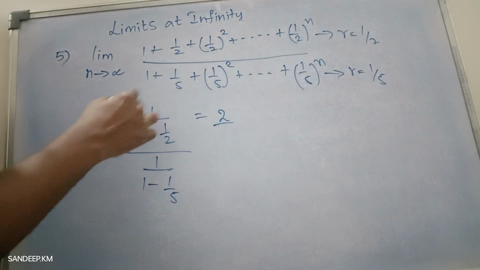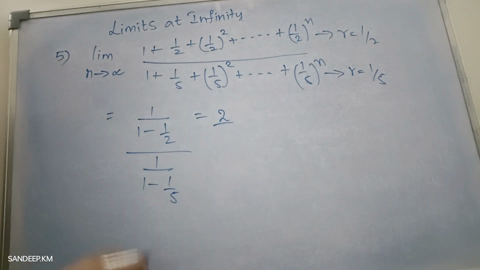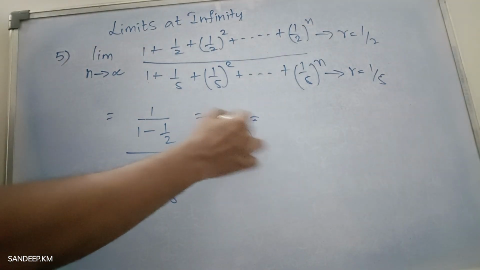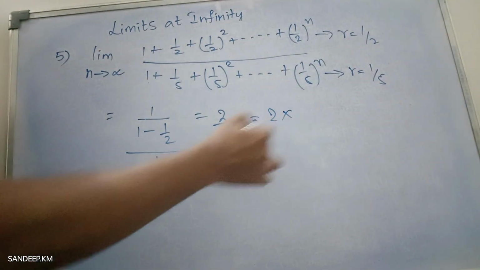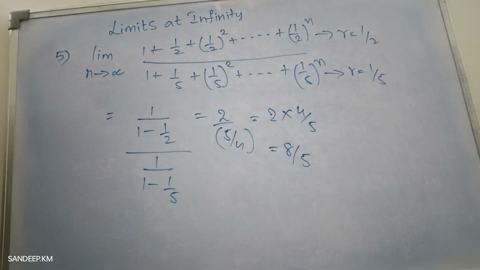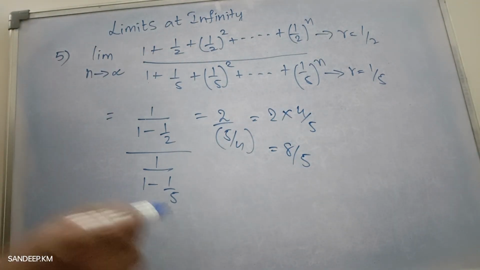The numerator will become 2. The denominator will become what? 1 divided by 4 by 5. It is 5 by 4. So 2 divided by 5 by 4 means 2 into 4 by 5. Correct or not? So the answer is 8 by 5. The answer for this question is 8 by 5. Okay, next question.